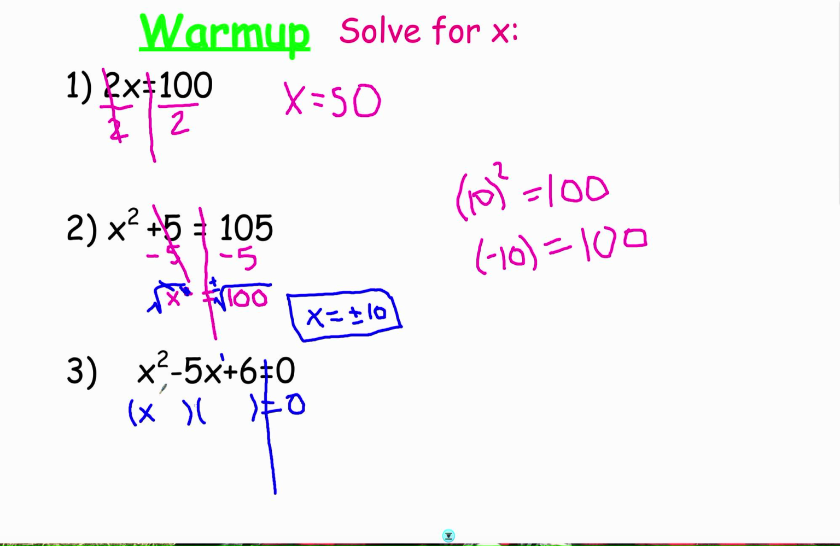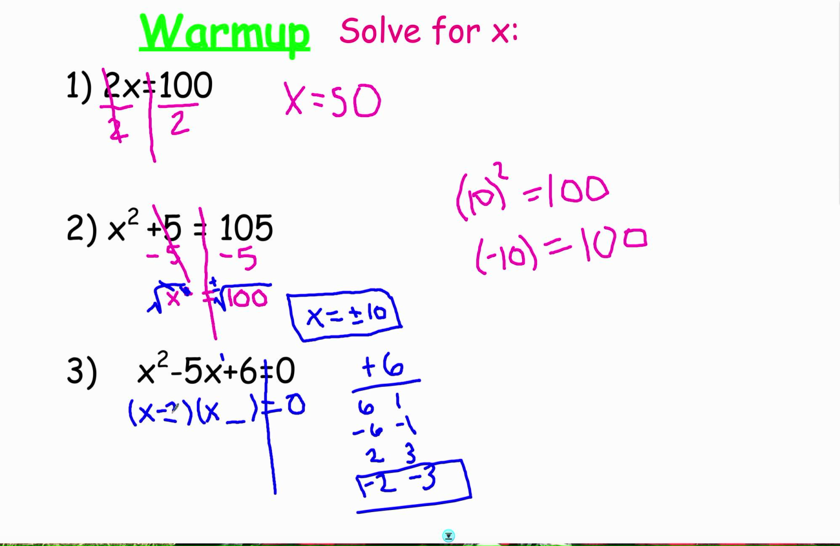So I think about what times what would give me x squared, x times x. And I think about all the things I can multiply to get positive 6 when I multiply this term by this term. So it could be 6 times 1, negative 6 times negative 1, 2 times 3, or negative 2 times negative 3. These all have a product of positive 6, but I want to combine like terms to get negative 5, negative 5x. So I know it's going to be minus 2 and minus 3. And so now that I've factored it, I can solve it.